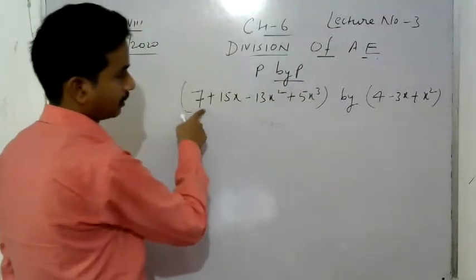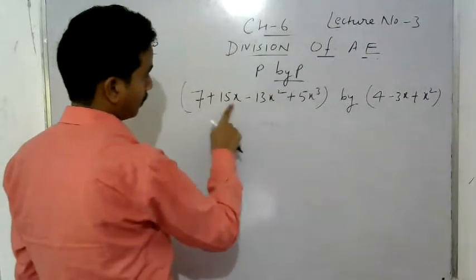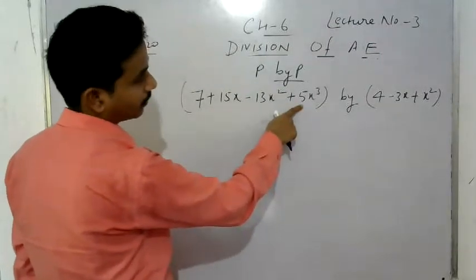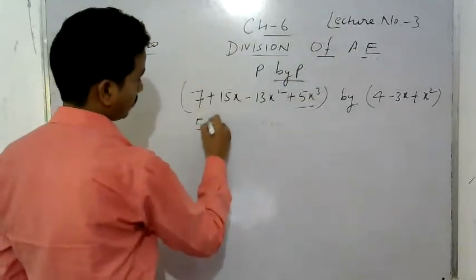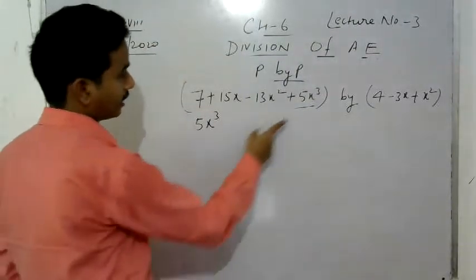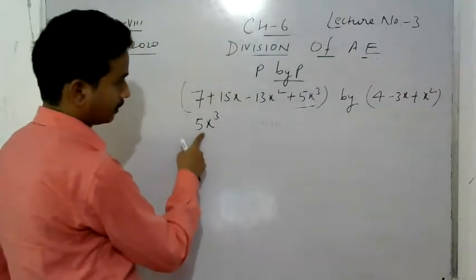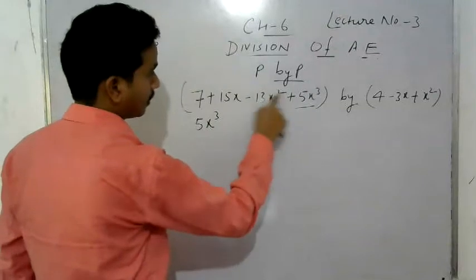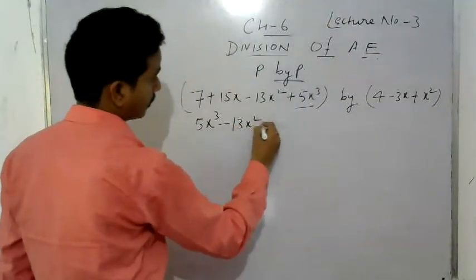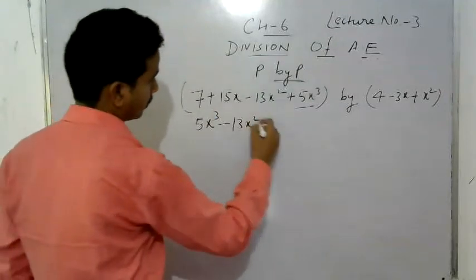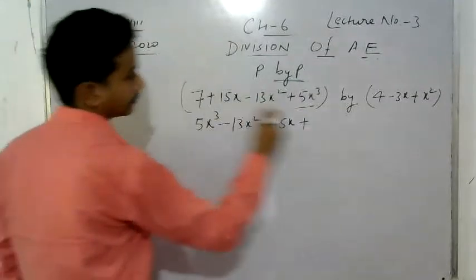Arrange this polynomial with the decreasing power of x. So what is the term containing the highest power of x? 5x cube. So write it first here. First of all, arrange it properly. The highest power of x will be written first. Now secondly, the next highest power is 13x square, so minus 13x square, and after that there is 15x. Write 15x, and lastly you write the constant term.